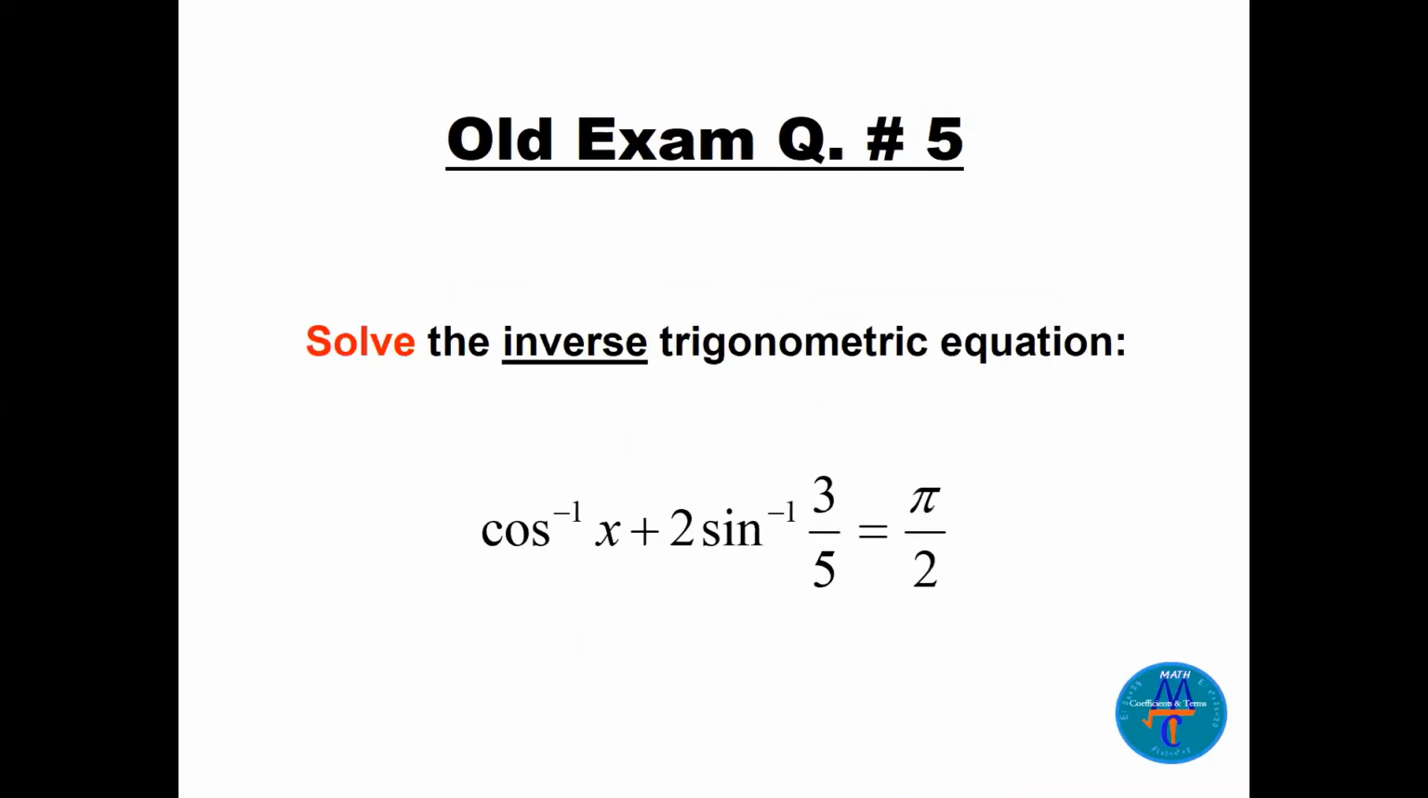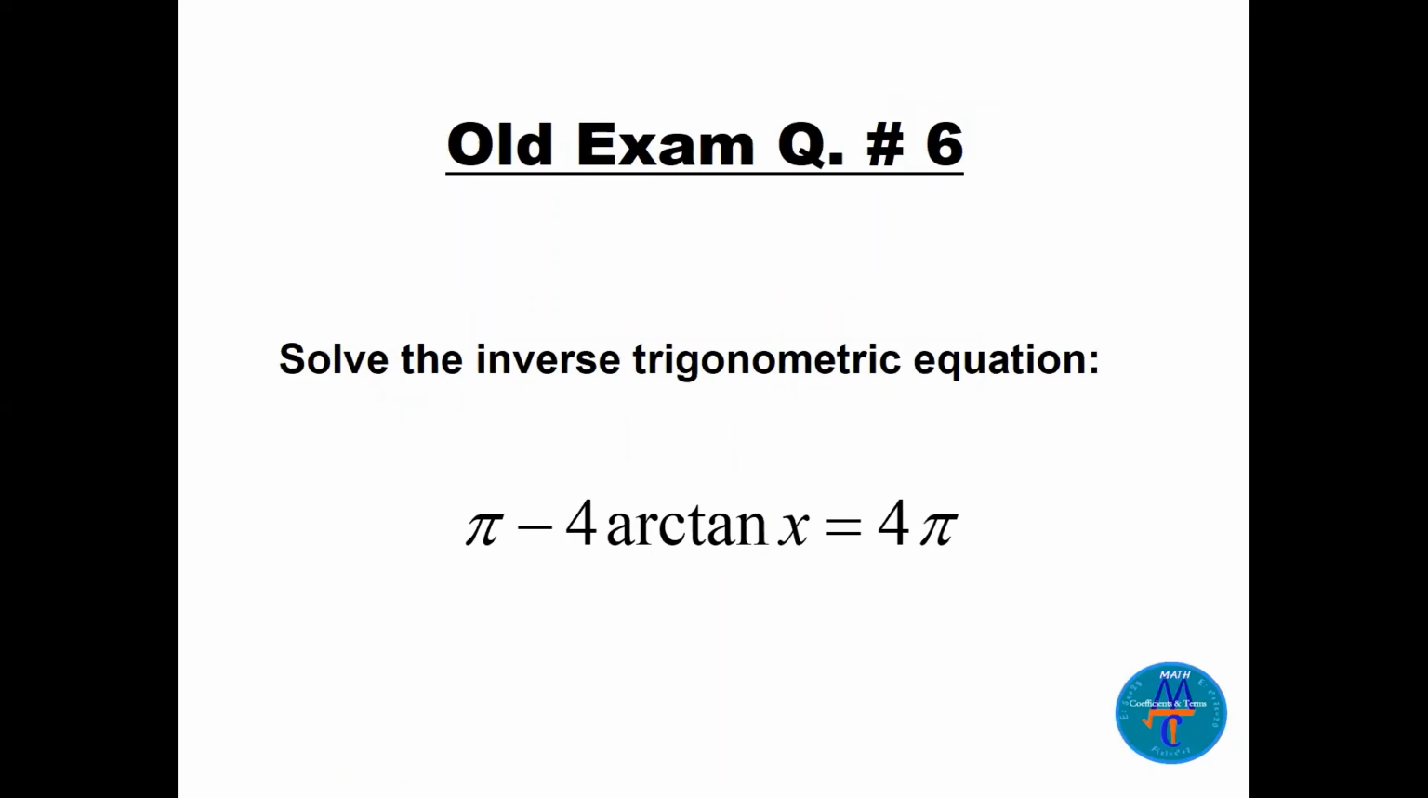Solve the inverse trigonometric equation cosine inverse of x plus 2 sine inverse 3 over 5 equals pi over 2. And question number 6, solve also the inverse trig equation: pi minus 4 arc tan of x is equal to 4 pi. That's a little tricky question.